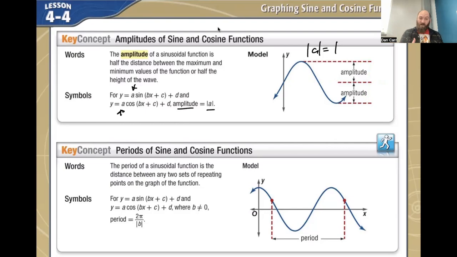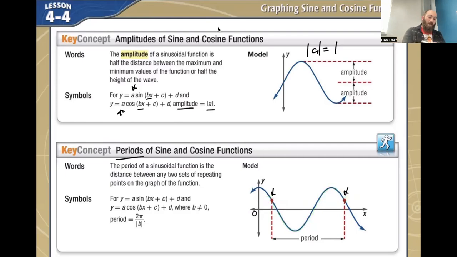Okay, the next value we'll talk about here is this b value. The b value is what creates our period. So again, a period is going to be the same corresponding positions after a complete cycle. So you can see this graph right here, it goes down, it comes up, and then it finishes right here. These are the same positions on their graphs.